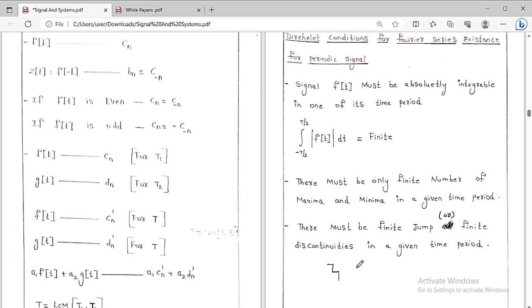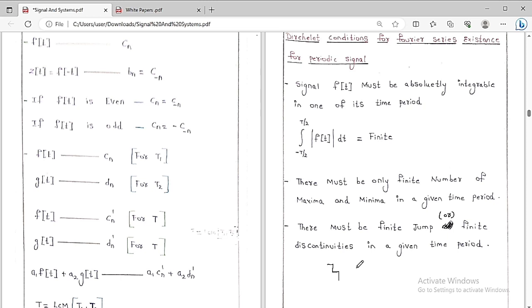So the signal f of t should be absolutely integrable in one of its time period, which is the integral over the mod of f of t dt. You should get a finite value, and there must be only a finite number of maxima as well as a finite number of minima in a given time period, and also there must be a finite jump or finite discontinuity in a given time period. So what I'm trying to tell you is very simple.